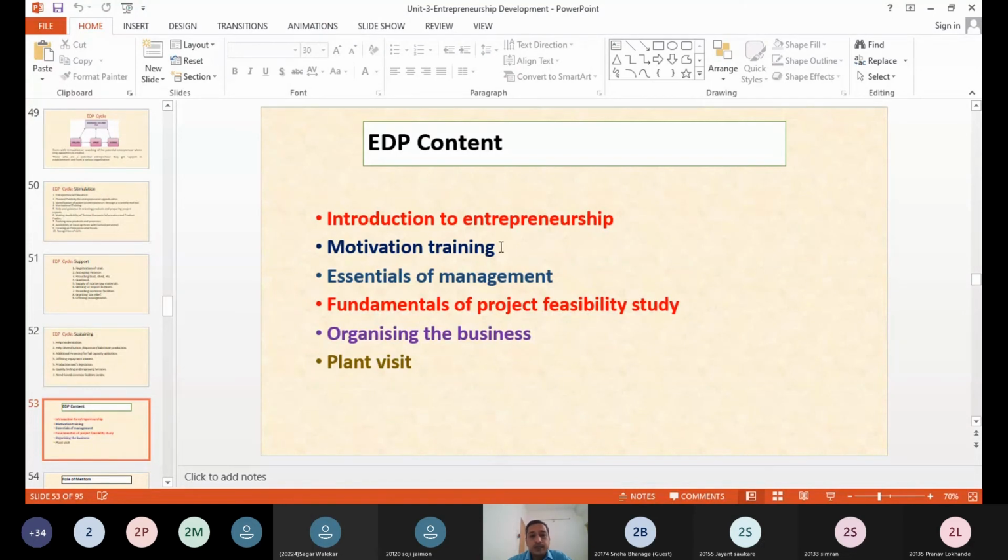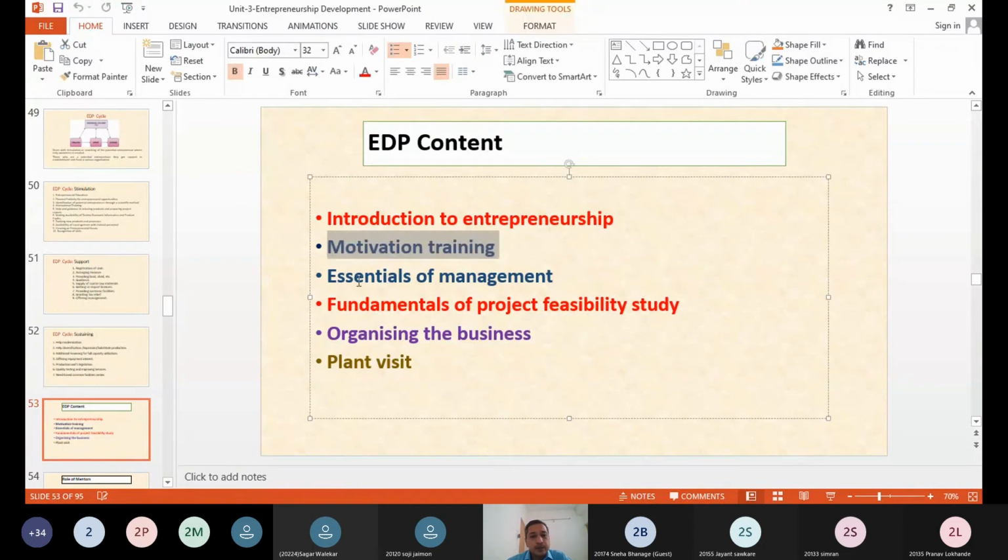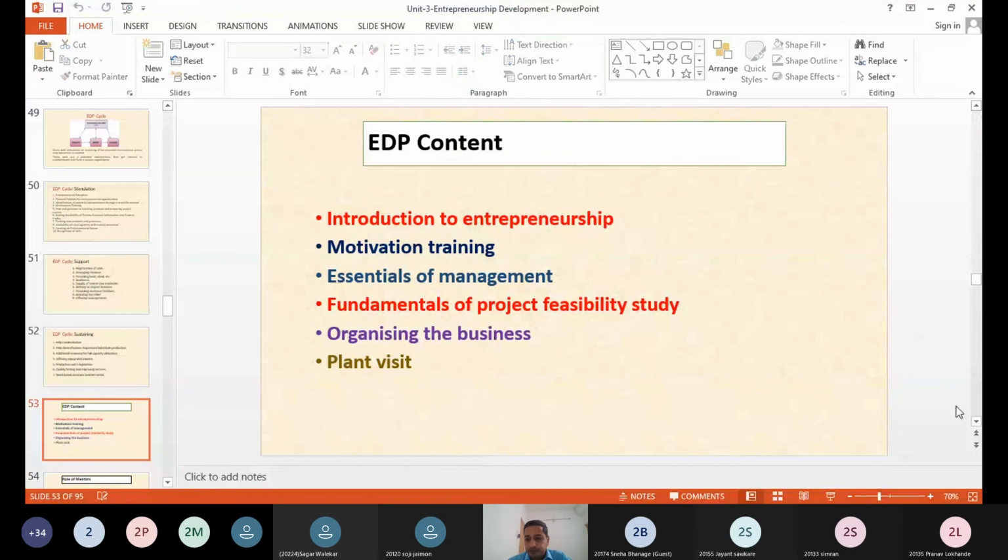different motivational trainings as well as motivational games, the essentials of management, the different functions of management are being taught in different management aspects, the fundamentals of project feasibility studies. These entrepreneurs are helped to understand what is project feasibility, how to conduct project feasibility, then organizing of the business, how these businesses can be organized, and a particular plant visit also can be planned during an enterprise development program.